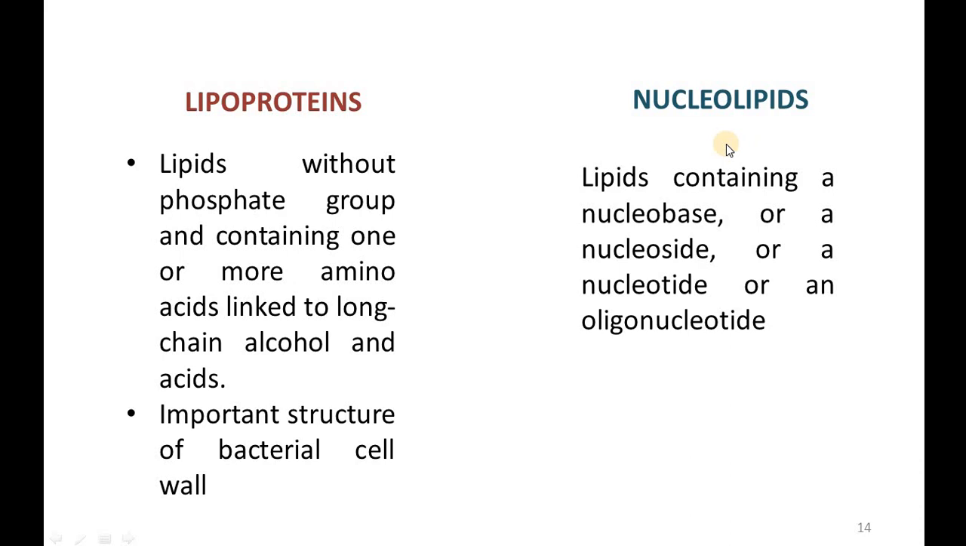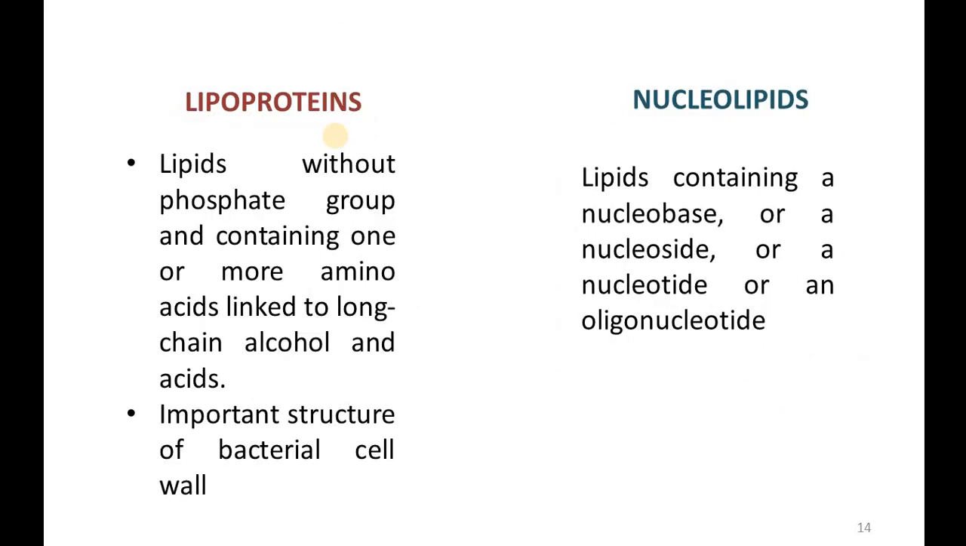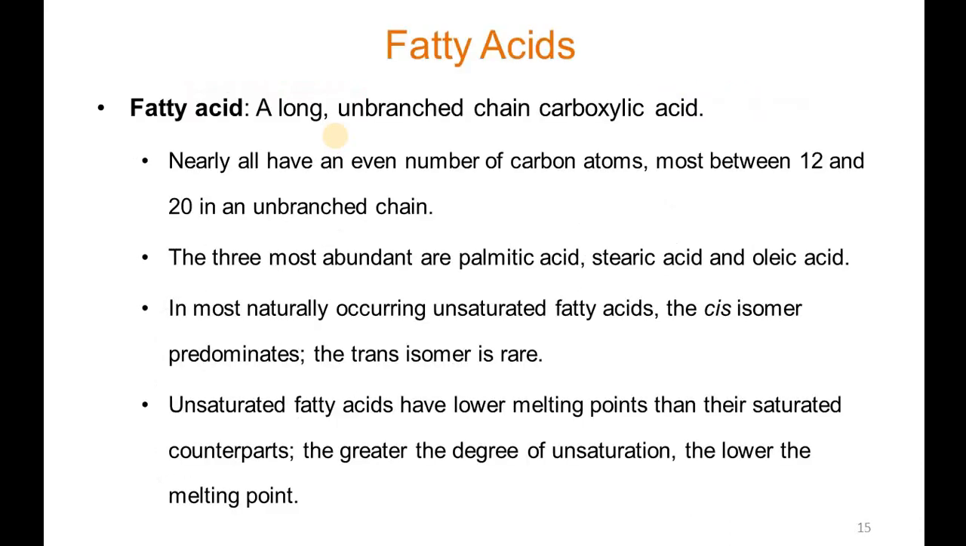And nucleolipid, a lipid containing a nucleobase or a nucleoside or a nucleotide or an oligonucleotide is called nucleolipids. So here, as you know, in both the slides you can see the names have been given to the complex lipid on the basis of the groups by which it is attached. For example, if a phosphate group is attached, then phospholipid; carbohydrate is attached, then glycolipid; protein is attached, so lipoprotein; and if a nucleotide is attached, then nucleolipids.